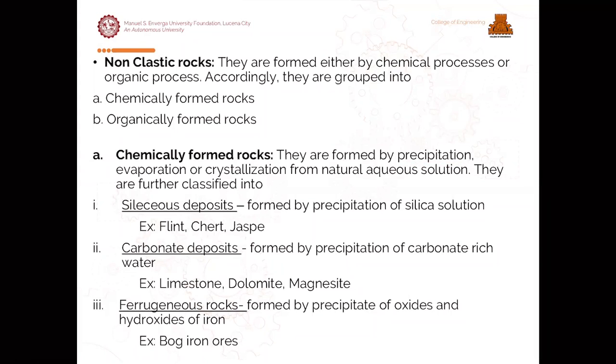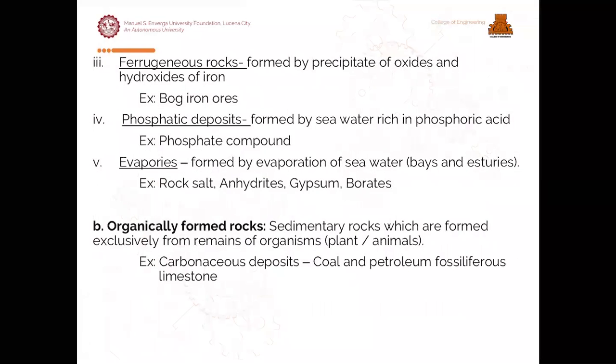So meron tayong siliceous deposits, so formed by precipitation of silica solution. Carbonate deposit, galing sa carbonate-rich water. Ferruginous rocks from precipitation of oxides and hydroxide of iron. Phosphatic deposit, water rich in phosphoric acid. Then evaporites formed by evaporation of seawater from bays and estuaries. Okay, so yun yung mga rock salt, anhydrites, gypsum, and borates.